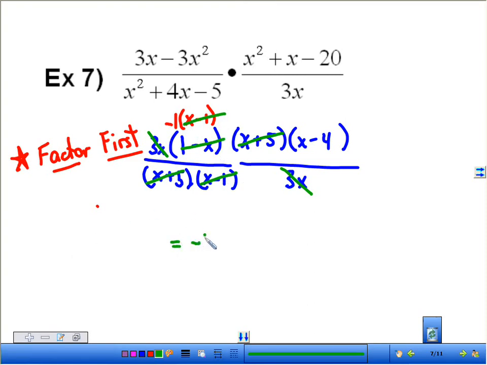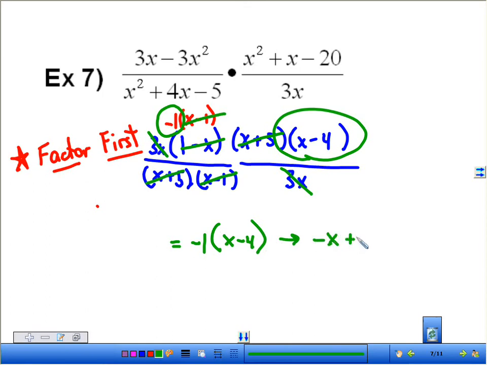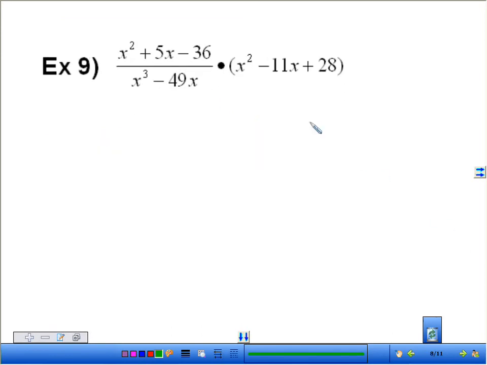So let's see what I have left over. I have the negative 1 from here. I have the x minus 4 from here. And there's my final answer, or if I go ahead and distribute the negative, negative x plus 4. And there's my final answer. You try this one. Factor first, and then divide common factors from the numerator and the denominator. And come back and check your answer.